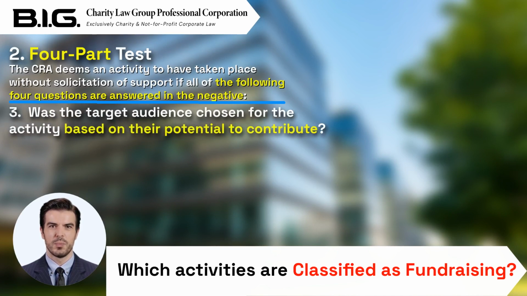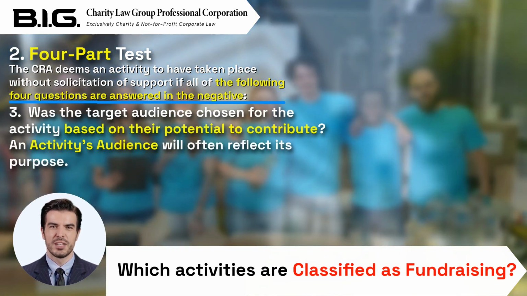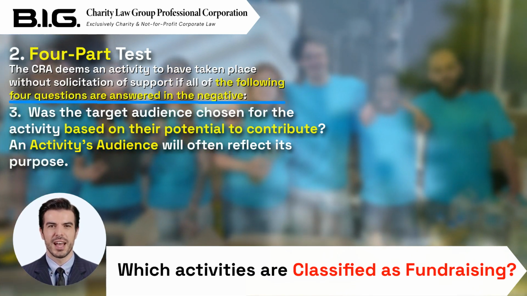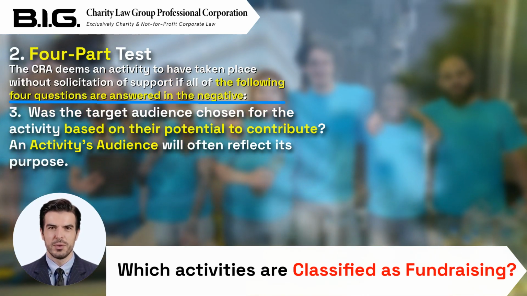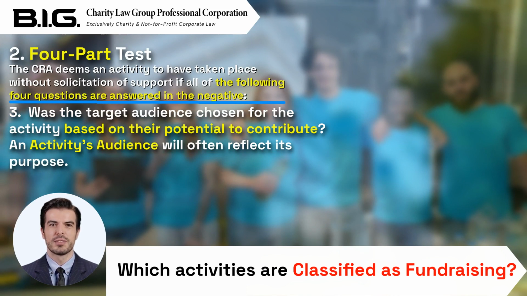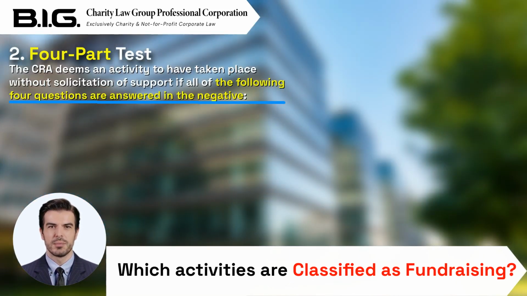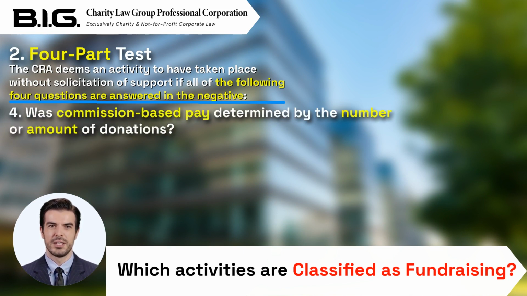Number 3, was the target audience chosen for the activity based on their potential to contribute? An activity's audience will often reflect its purpose. For instance, a brochure sent to affluent neighborhoods while the charity's programs are accessible to all neighborhoods indicates that the main goal is fundraising. Number 4, was commission-based pay determined by the number or amount of donations?